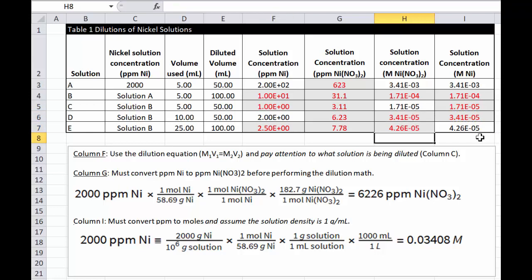And there we go. We have our table filled out, and this should have given you an understanding of how to fill out this table if you're performing the POGIL worksheet, or if you were just trying to get some experience in converting parts per million to molar concentrations and crunch through some serial dilution equations.